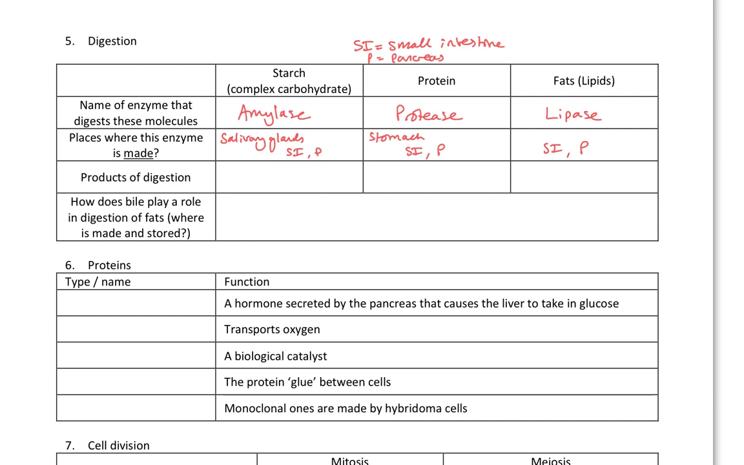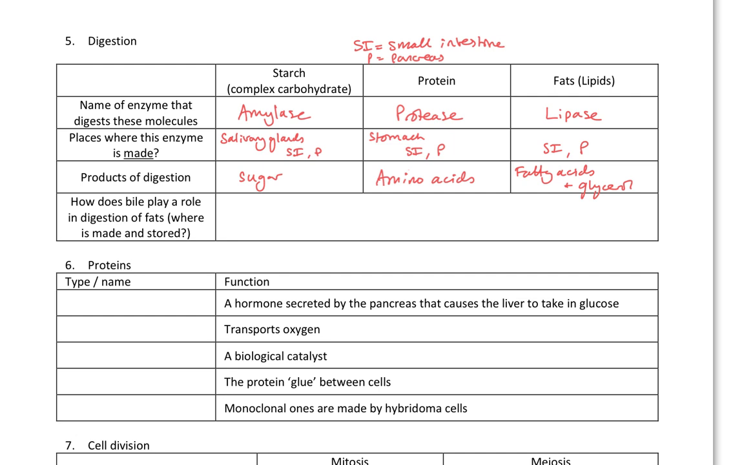Products of digestion: amylase goes into sugar. Proteins go into amino acids. In shorthand, sorry, I better not, in case you think you can write it in an exam. Amino acids. And fats go into fatty acids plus glycerol.